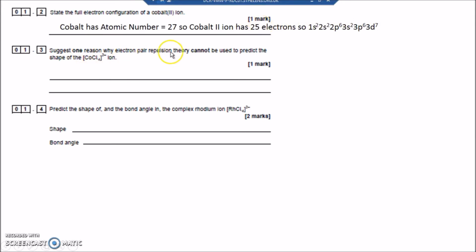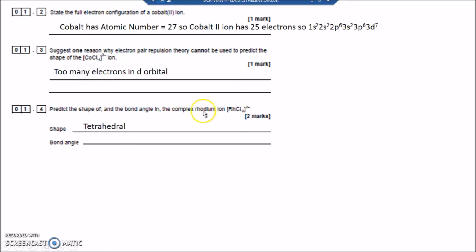Suggest one reason why the electron pair repulsion theory cannot be used to predict the shape of the CoCl4 ion. Well, you predict that it's actually tetrahedral because it's got a coordination number of 4. It's got 4 ligands, 4 Cls. So you actually predict it's tetrahedral. However, transition metals have got d orbitals, and there's too many electrons in the d orbital really for the electron pair repulsion theory to work. So all you need to say is too many electrons in the d orbital. That means the electron repulsion theory can't be used to predict the shape. Although, as I say, you'd probably predict it was tetrahedral.